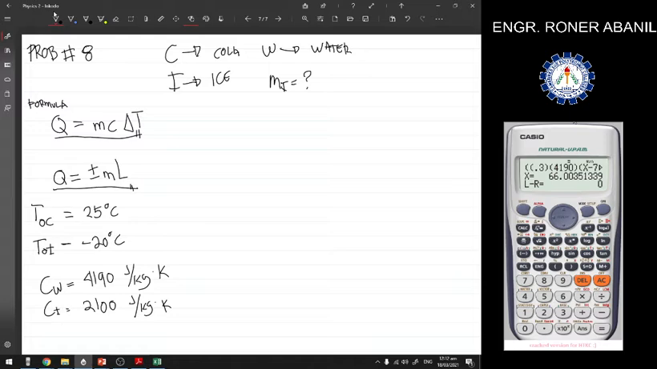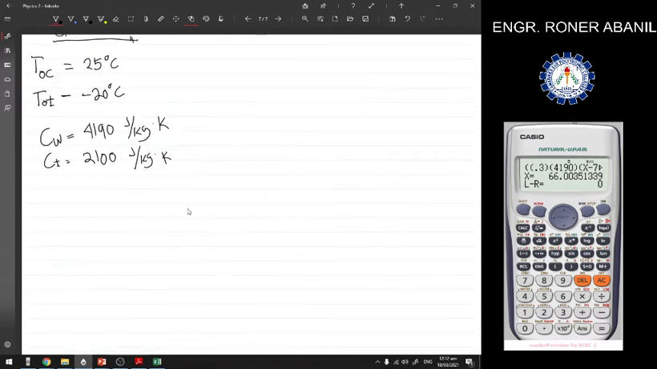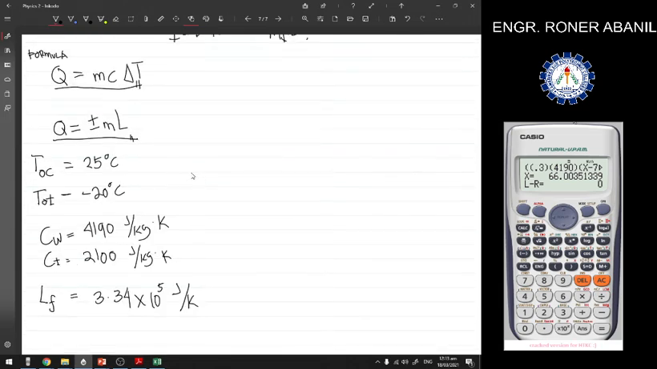So, meron din tayong makukuhang LF na 3.34 yung kanina times 10 raised to 5 power joule per kilogram. Okay. So, una, gamitin natin itong formula lang to.